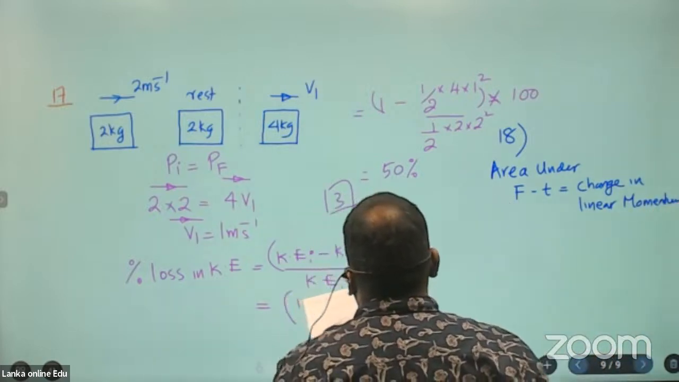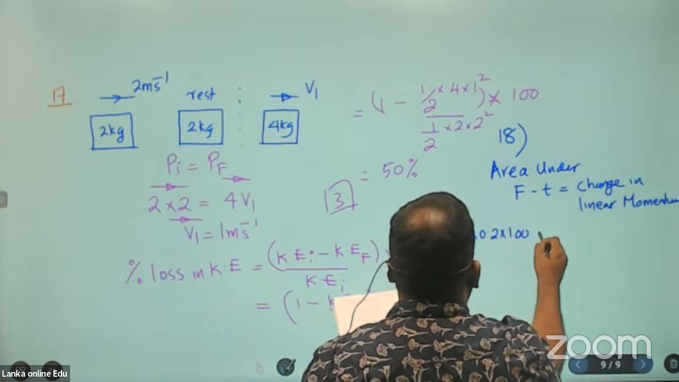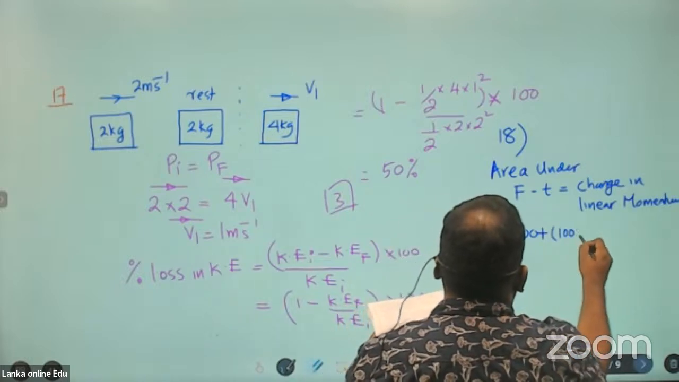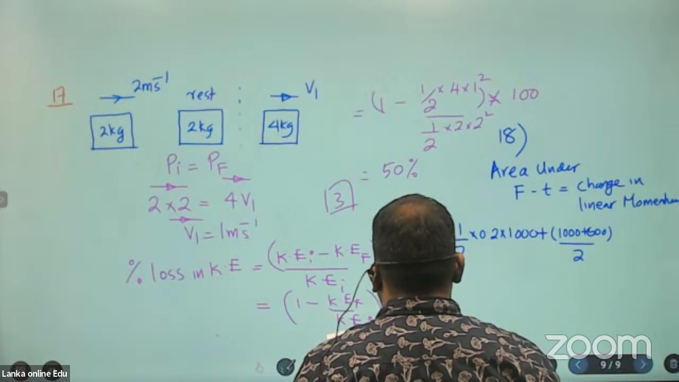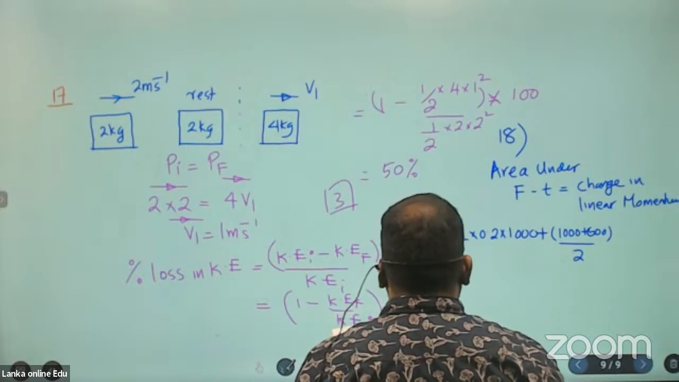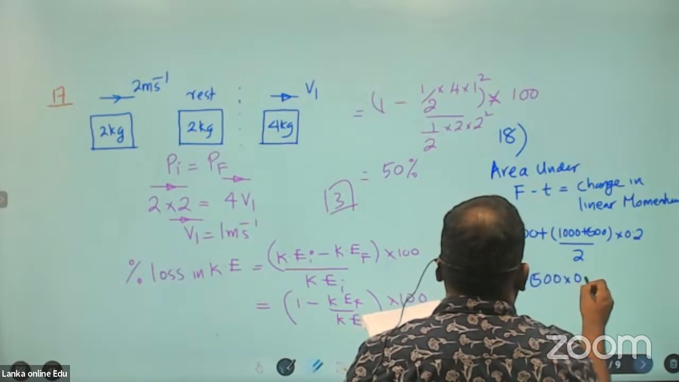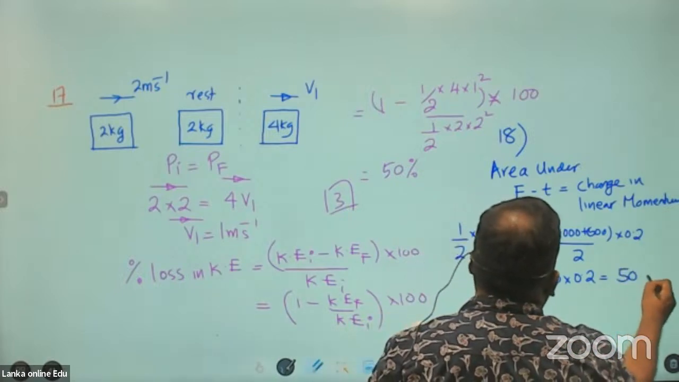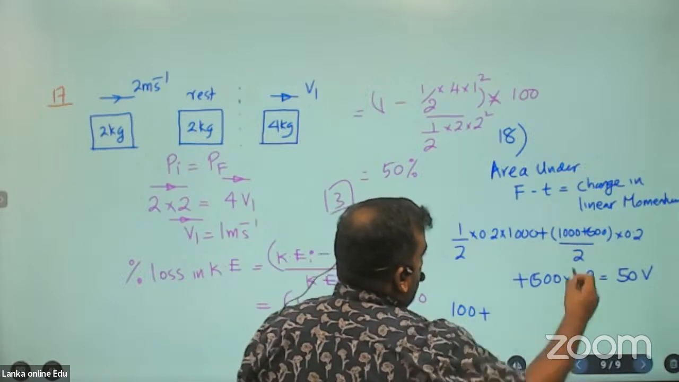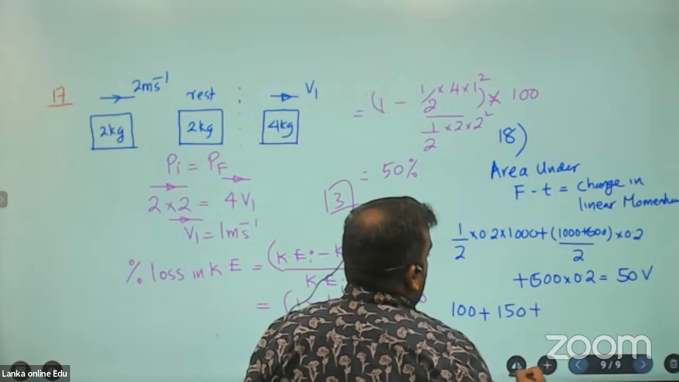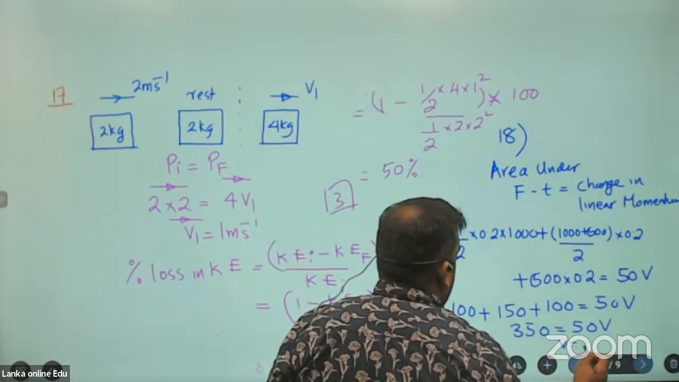Right. So here a triangle is there: half base into height, plus a trapezium: 1000 plus 500 divided by 2 into perpendicular distance, that's 0.2, plus the area there, 500 multiplied by 0.2. Change in momentum is 50 times V. Simplified, 150 plus 100 gives 350, equals 50V, so V is 7 meters per second.